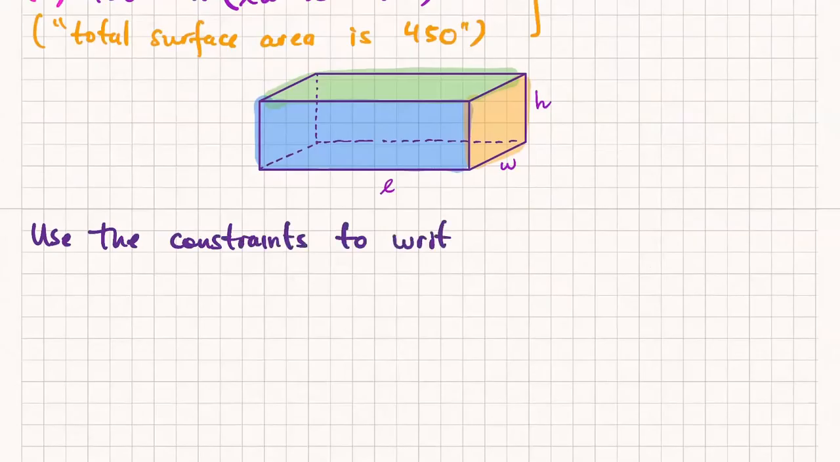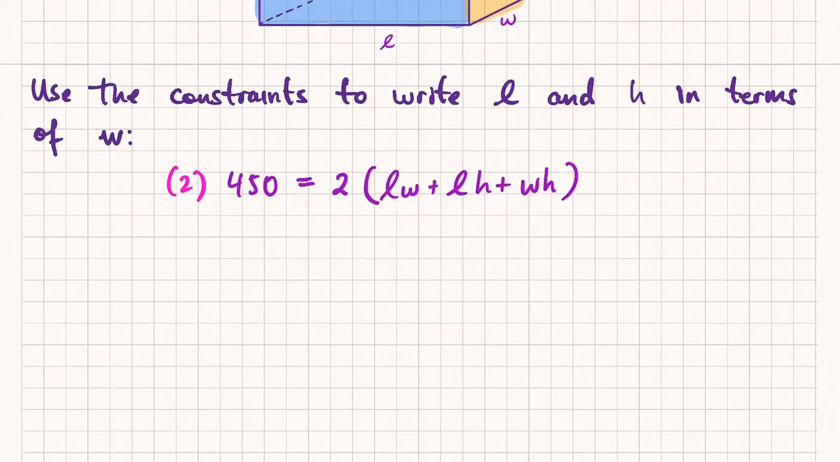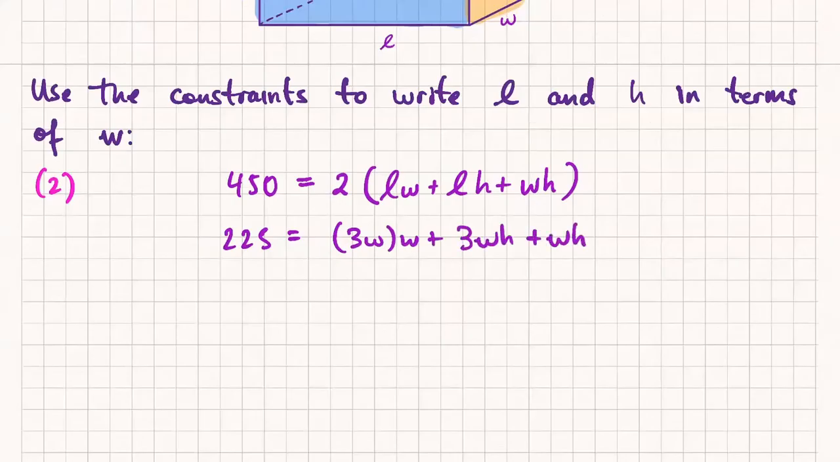Use the constraints to write L and H in terms of W. So looking back at this surface area constraint, so I put in what? First of all, 225, I'm just gonna divide both sides by 2. The L is 3W. So I have 225 equals 3W squared plus 4WH.